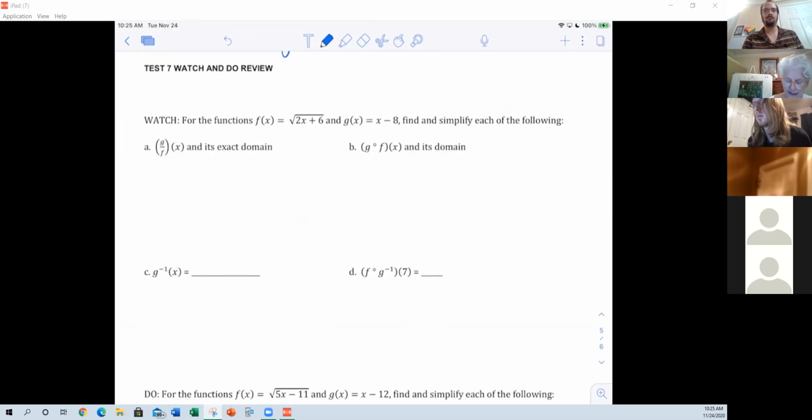So on this one, it says find g divided by f of x and its exact domain. So g divided by f of x would be g of x divided by f of x. g of x is x minus 8. That's in the numerator. Whenever we're talking about domain, unless there's a square root in the numerator, we don't have to worry about it. And f of x is going to be the square root of 2x plus 6.